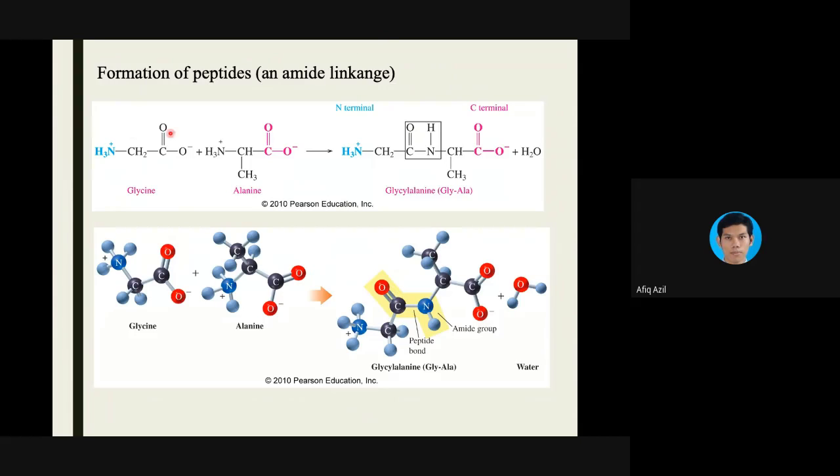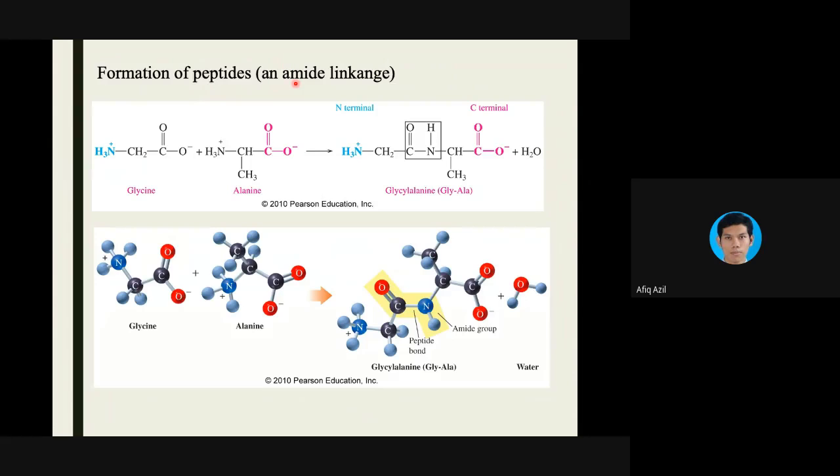So these amino acids basically form peptides. When a few amino acids combine together, it is called a peptide. This peptide basically forms through an amide linkage. An amide is basically C double bond O N. C double bond O N. So that is an amide.